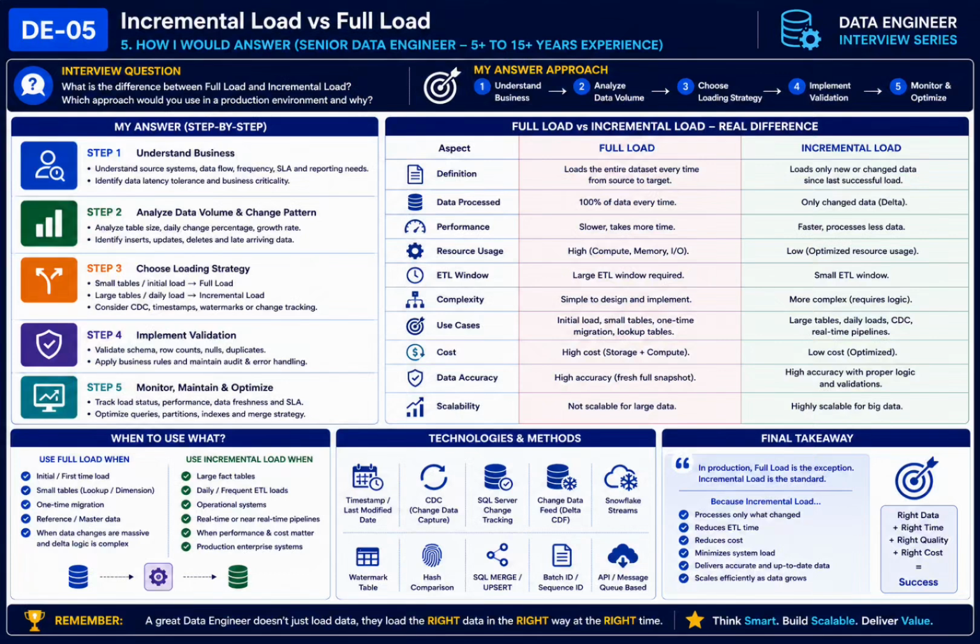So that brings us to the end of today's episode on incremental load versus full load. The takeaway point is, full load is simple, but incremental load is the enterprise standard because it processes only what changed, reduces cost, and improves performance, scaling efficiently as data grows.